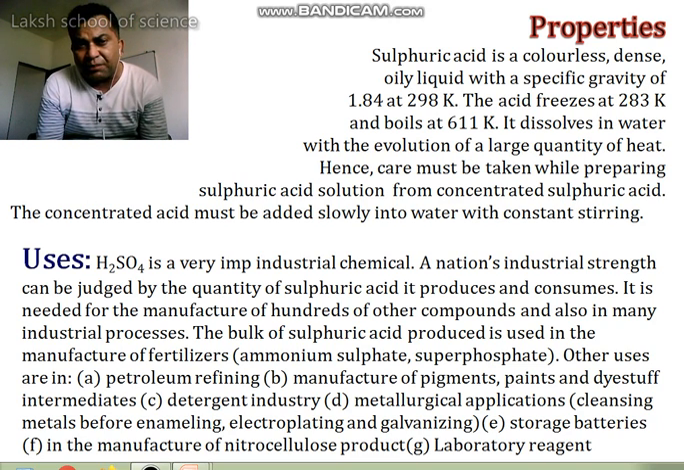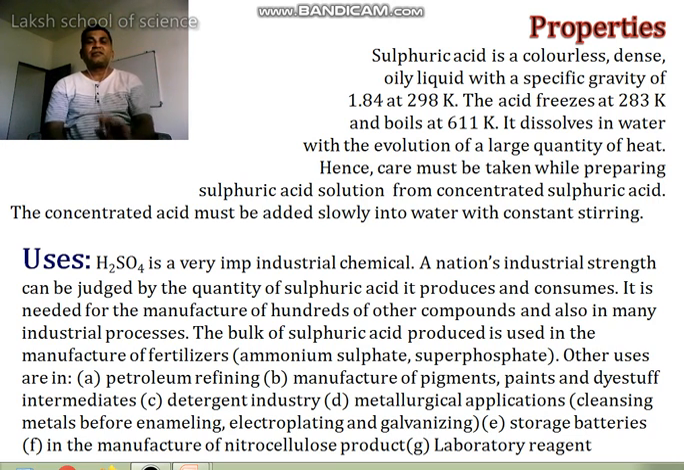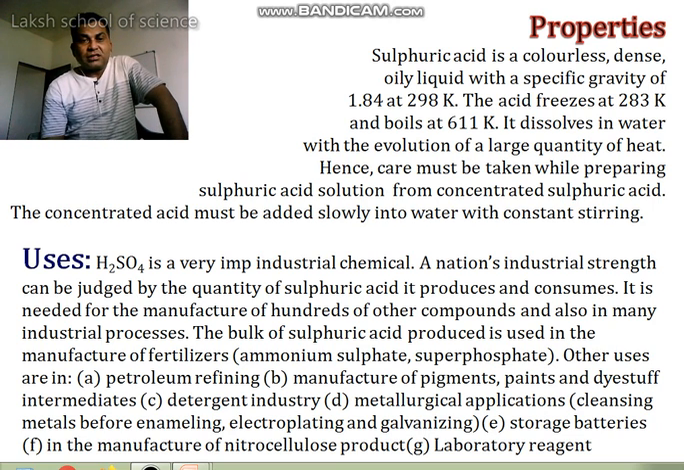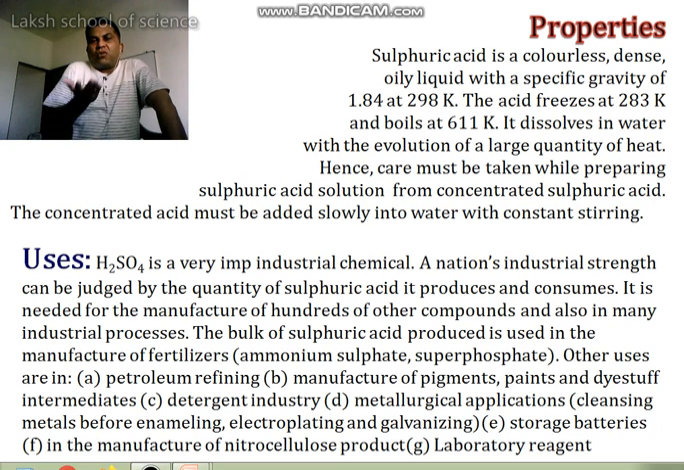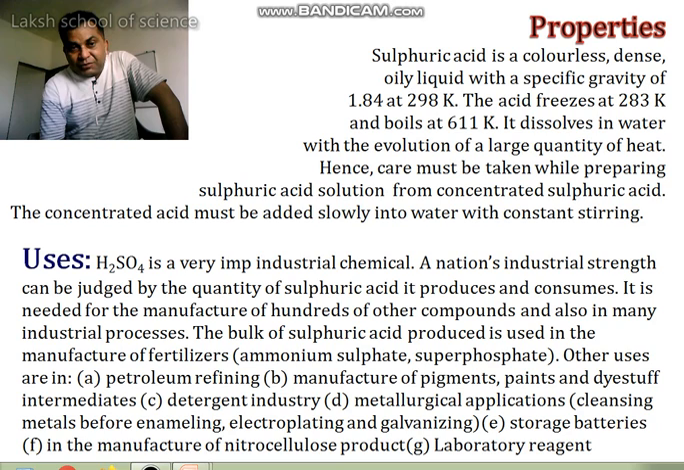Sulfuric acid can be used for multiple purposes. In many ways we can use sulfuric acid, and it is the main parameter of the industrial growth of the nation. That's why sulfuric acid is important. Now above this, I am going to talk about its uses.